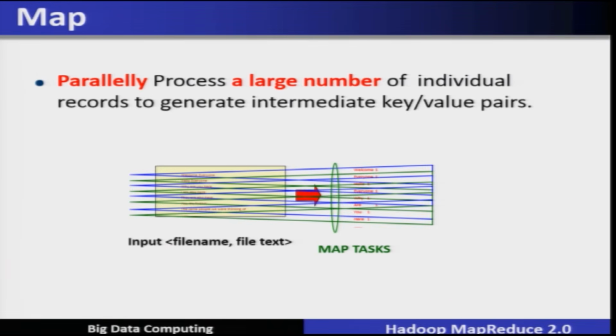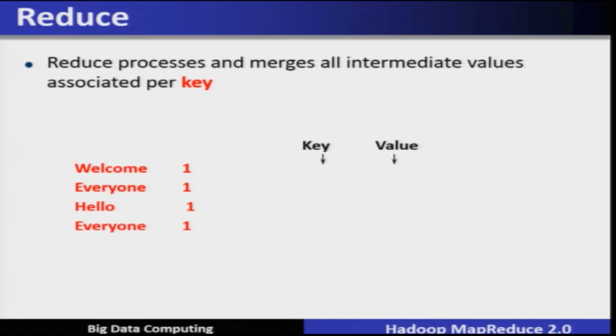So, it processes a large number of individual records in parallel to generate the intermediate key value pairs. If the number of chunks is increased beyond 2, multiple map functions execute simultaneously, at the same time, in parallel, and process these records. Now, we will see the next phase, called the reduce operation.